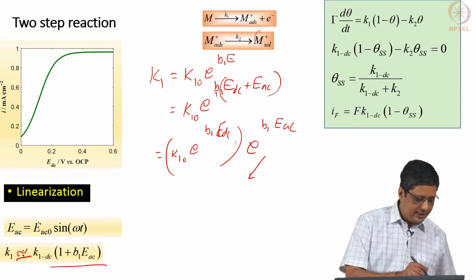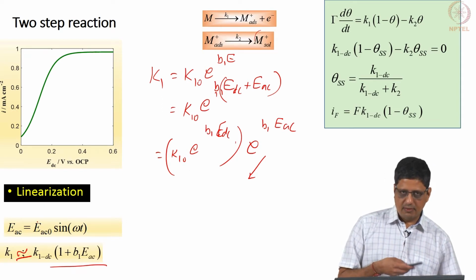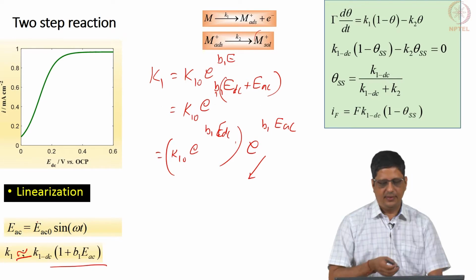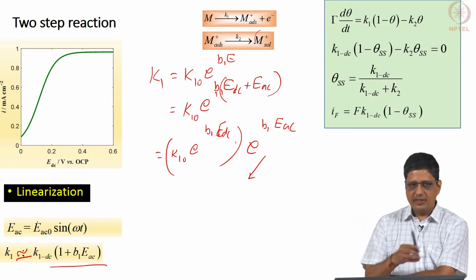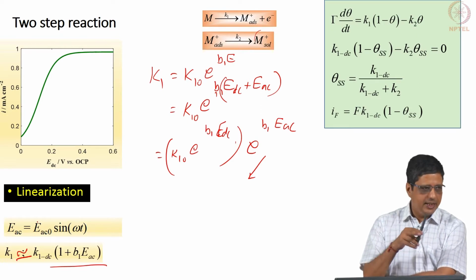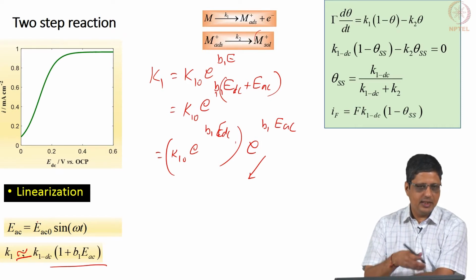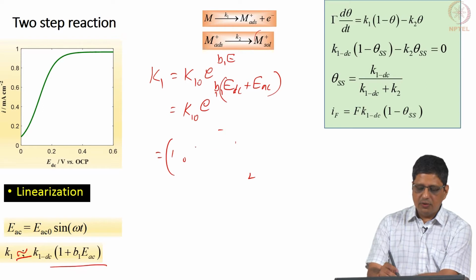EAC is small when EAC0 is small, because sine can be between plus or minus 1. We have done this in the previous case. When you have simple electron transfer reaction, we said K forward. If I apply DC plus AC, I will write it as K forward DC multiplied by 1 plus B forward EAC. In this case, it is B1 EAC. K2 of course remains a constant, it is independent of the potential.